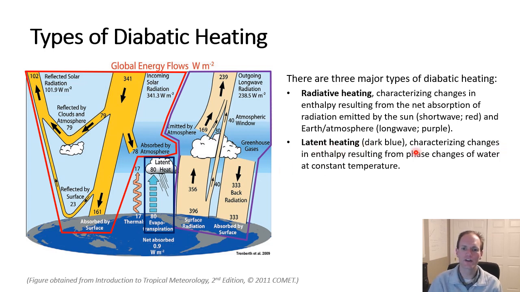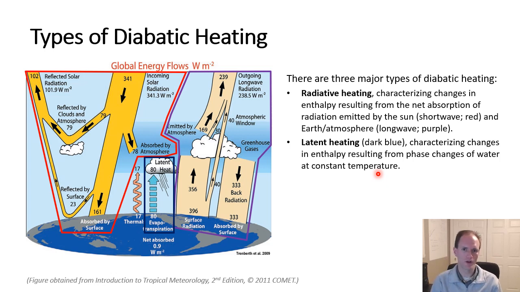This latent heating characterizes changes in enthalpy resulting from phase changes of water at constant temperature. So latent heating in and of itself is taking vapor and condensing it, taking water and evaporating it, and then when you get into ice phases, you also have freezing, melting, sublimation, and deposition as you go from water to solid and vice versa, or vapor to solid and vice versa. These are all changing the water-vapor mixing ratio and thus changing the enthalpy at constant temperature. However, these processes also do change the temperature themselves.